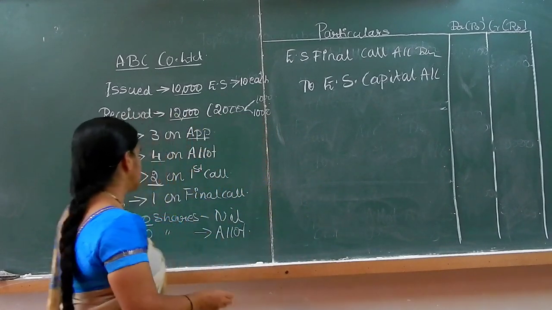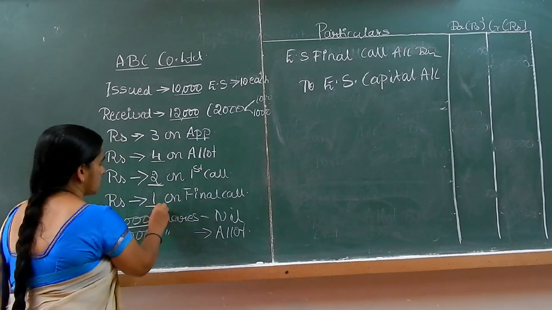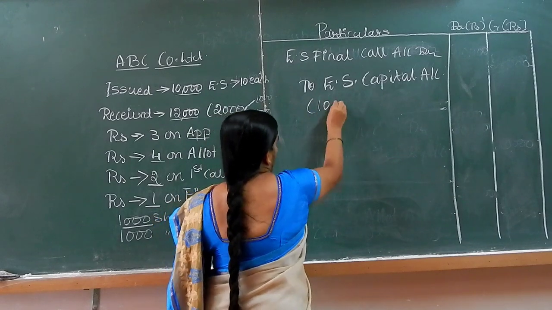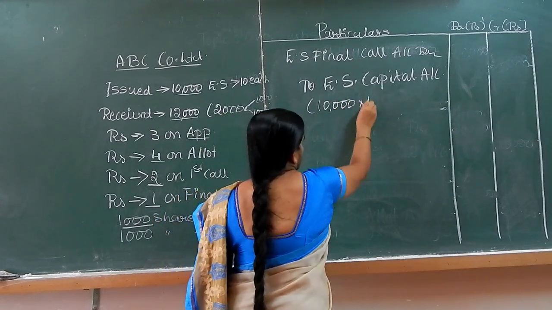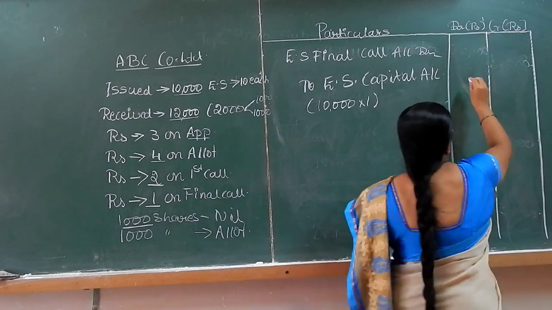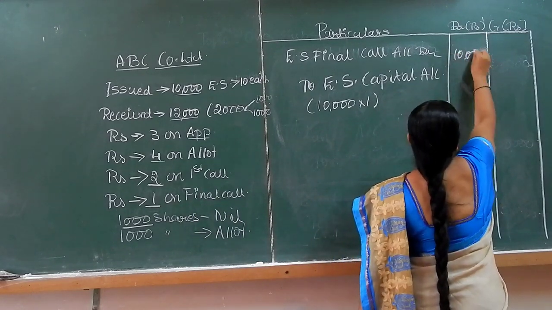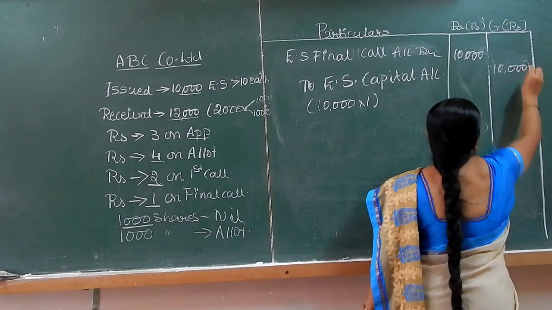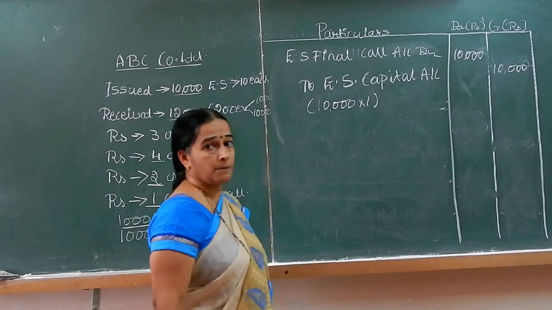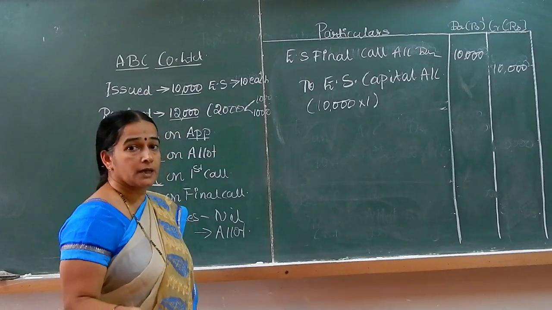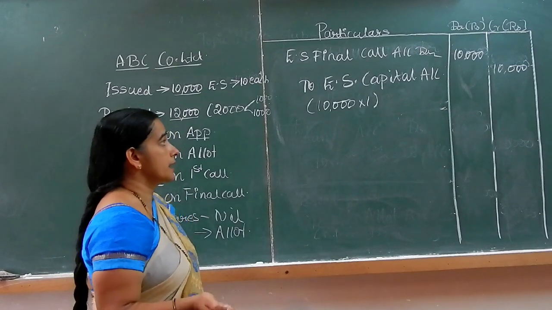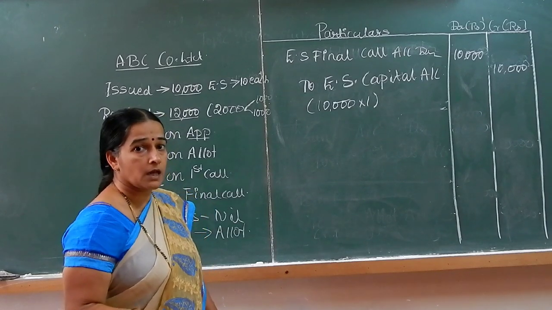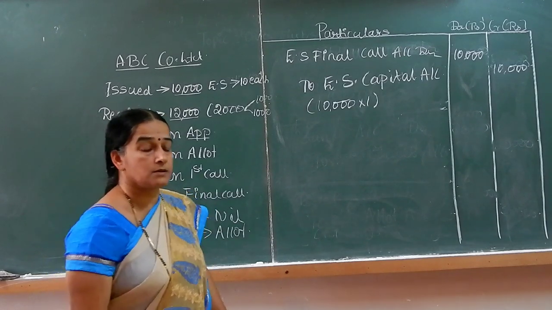So how to calculate the amount now? Rupee 1 on final call, that is 10,000 into 1, that is 10,000. The amount due will be 10,000 to share capital, being final call money due on 10,000 equity shares.